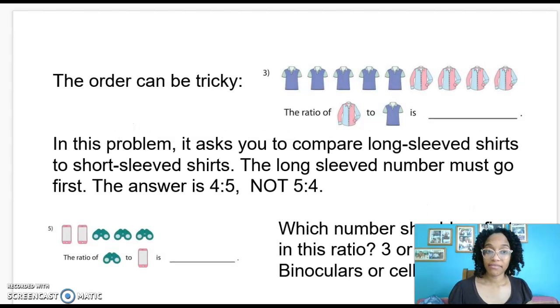The order can be tricky. In the problem that you see on the top of your screen, it asks you to compare the long sleeve shirts to the short sleeve shirts. The long sleeve number must go first. Thus, the answer is 4 to 5, not 5 to 4.